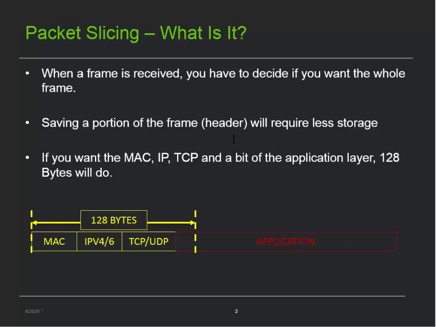Saving a portion of the frame header will require less storage, and it's a really simple concept. Here's your frame. It doesn't matter how big it is, 1518, 4000, it doesn't matter. The point is the first 128 bytes in most cases, it's a general rule of thumb. You can get the MAC address, the IP, the TCP, UDP port number, and a bit of the application header. And that's incredibly important. Now you can go and capture a packet and find out exactly where you want to slice it, but 128 is a pretty good place to actually start.